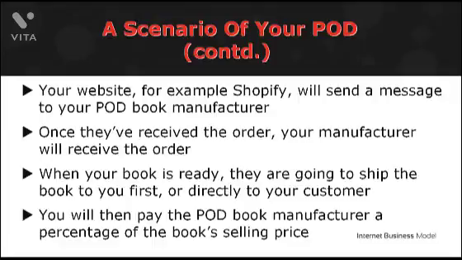Shopify, your website, will send a message to your POD book manufacturer. It will automatically order the same amount your customer wants. Once they've received the order, they're going to print, bind, and package the item into a book. You'll get to see the status of your book production in your Shopify account. When your book's ready, they're going to ship the book to you first or directly to your customer. This depends on your agreement with the manufacturer. You will then pay the POD book manufacturer a percentage of the book's selling price.